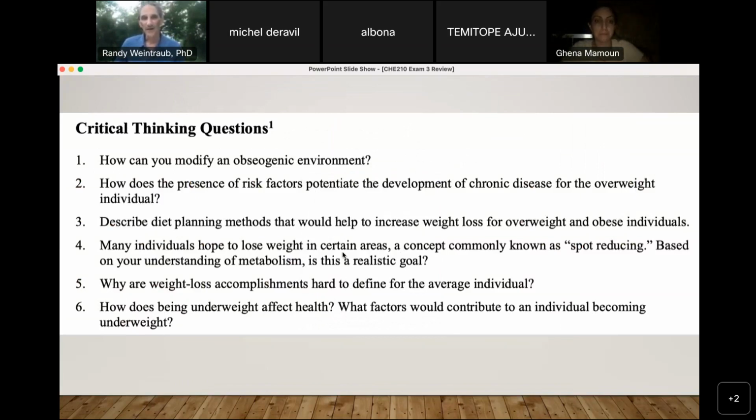Obesogenic environment, what is that? How would you advise someone in changing an environment or lifestyle that might be judged as obesogenic? Risk factors associated with development of chronic disease for an overweight individual. Diet planning methods that would help weight loss for overweight and obese individuals.